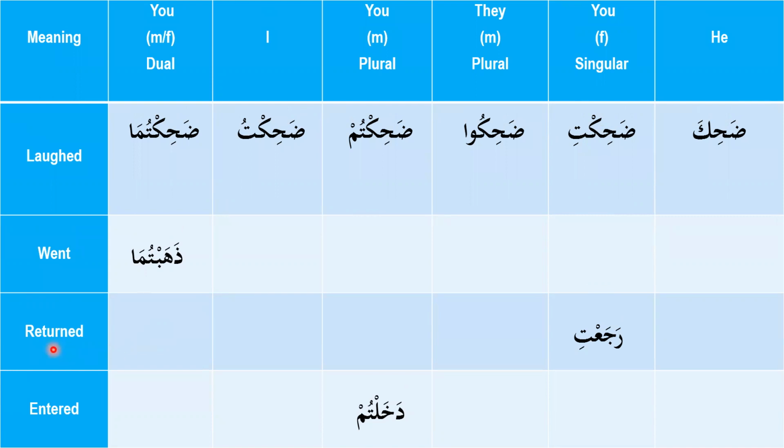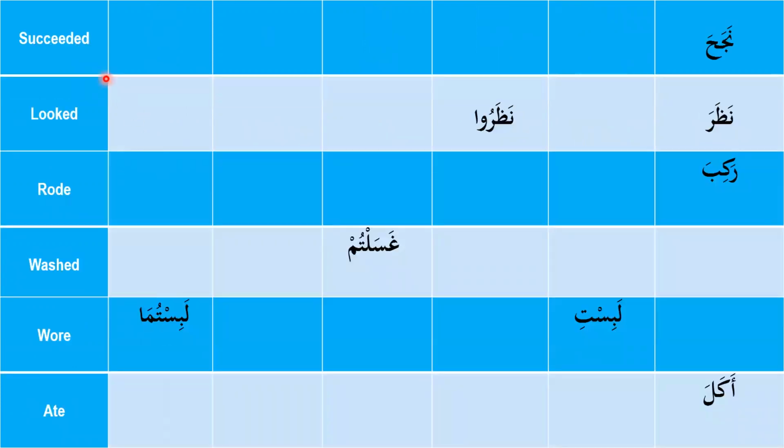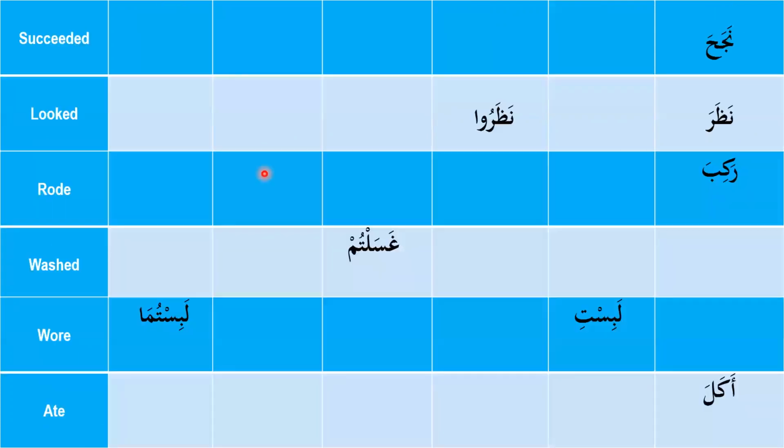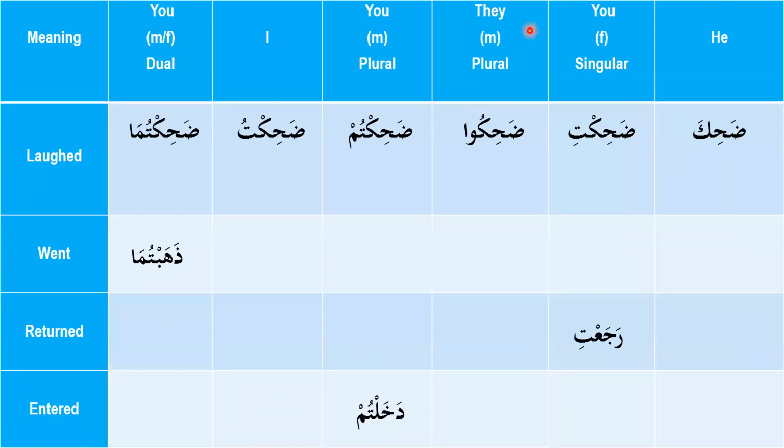Return means raja'a, entered, dakhala, succeeded, najaha, looked, nadara, rode, rakiba, washed, ghasala, wore, labisa, ate, akala, did, fa'ala, read, qara'a, sat, jalasa, took, akhadha. So if you just add in all the missing words, inshallah, it will give you a better understanding of which ones you're adding onto them.